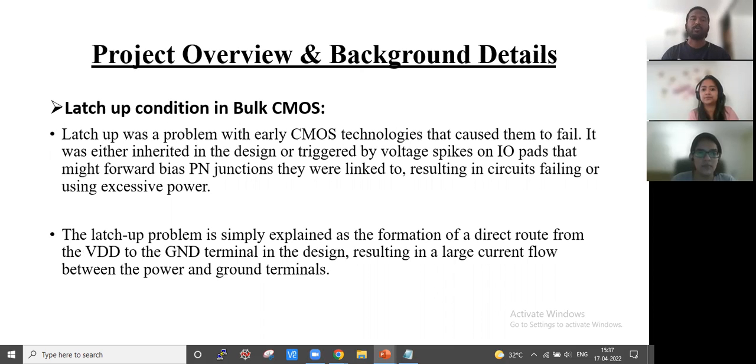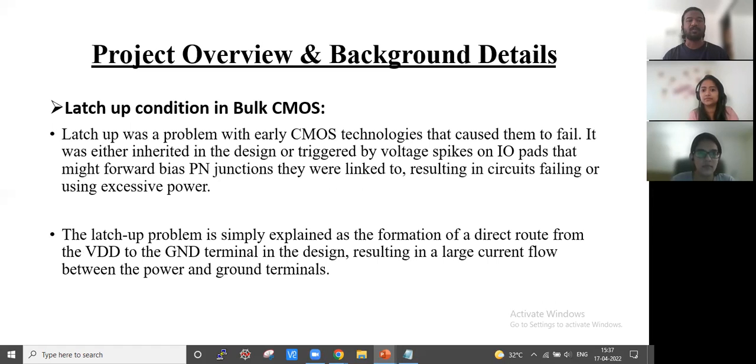So before we get into the simulation data, we would like to cover a little about the literature review or the project overview. So in simple terms, latch-up problem could be explained as formation of a direct route from the VDD to the ground terminal in our design, which could result into large current flow between our power terminal and the ground terminal. This could lead to excessive power loss.